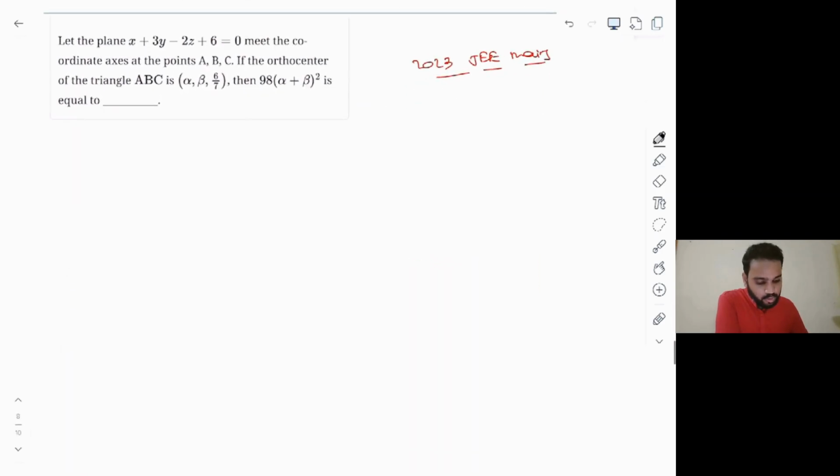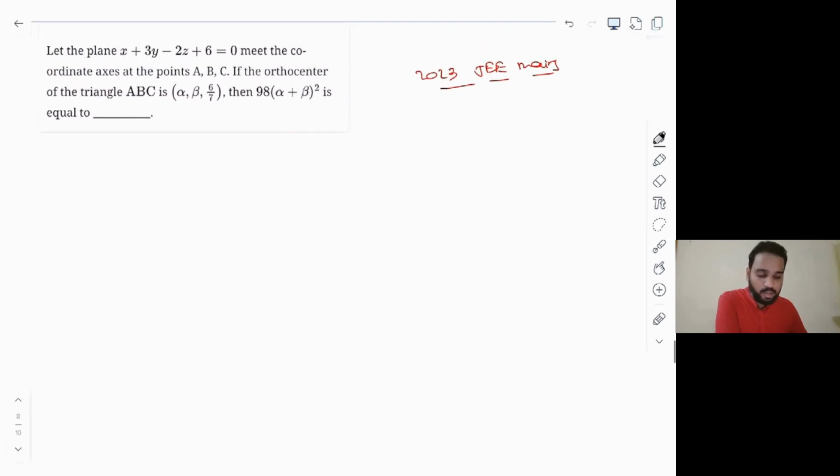And once again, this is a question from 2023 JEE Mains. Let us try to read the question. Let the plane x + 3y - 2z + 6 = 0 meet the coordinate axes at the points A, B, C.